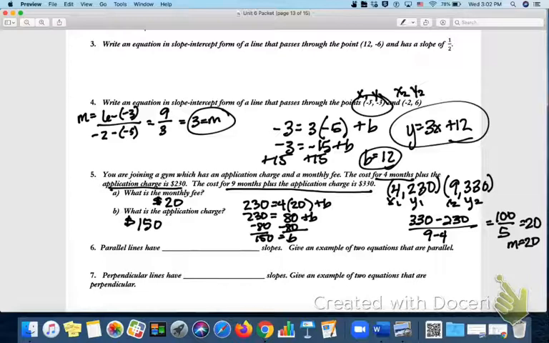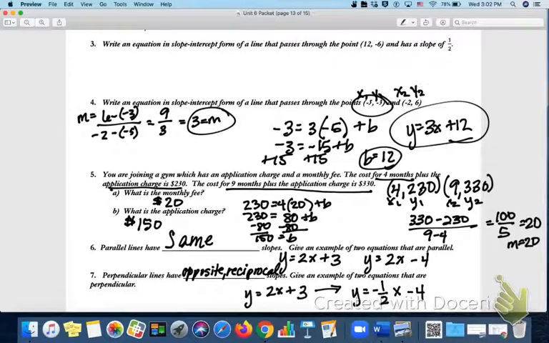Question 6. Parallel lines have the same slopes. Give an example of two equations that are parallel. You can pick any two equations that you want, so long as the slope is the same. So I chose y equals 2x plus 3 and y equals 2x minus 4. Number 7. Perpendicular lines have opposite reciprocal slopes. Give an example of two equations that are perpendicular. So you can see I chose y equals 2x plus 3. Because I chose 2 as my slope, the opposite reciprocal of 2 is negative half. So my new equation, or my perpendicular equation, is y equals negative 1/2 x minus 4.